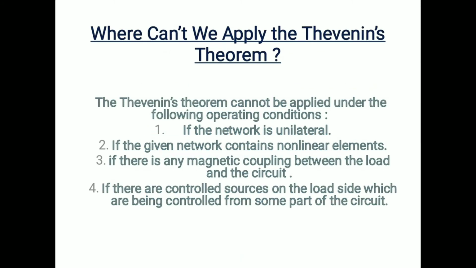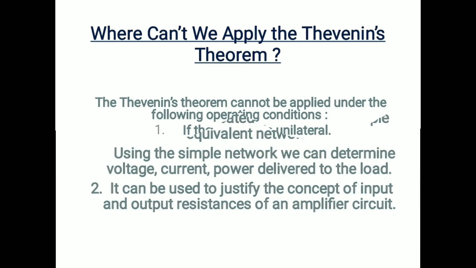Where can't we apply the Thevenin's theorem? The Thevenin's theorem cannot be applied under the following operating conditions. First, if the network is unilateral. Second, if the given network contains non-linear elements. Third, if there is any magnetic coupling between the load and the circuit. Fourth, if there are control sources on the load side which are being controlled from some part of the circuit.